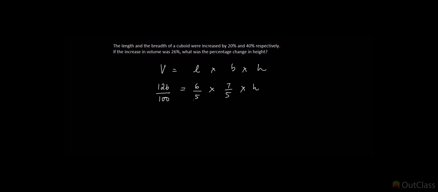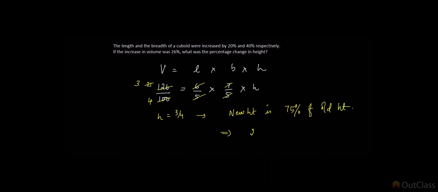Now you just cut what you can cut. 5 and 5 will take out 25 from the 100. You will have 4 left. 126 by 6 is 21. 21 by 7 is 3. So you're directly getting h is equal to 3 by 4, which means that the new height is 75% of the old height, which basically means 25% less. The percentage change in the height is a 25% reduction.